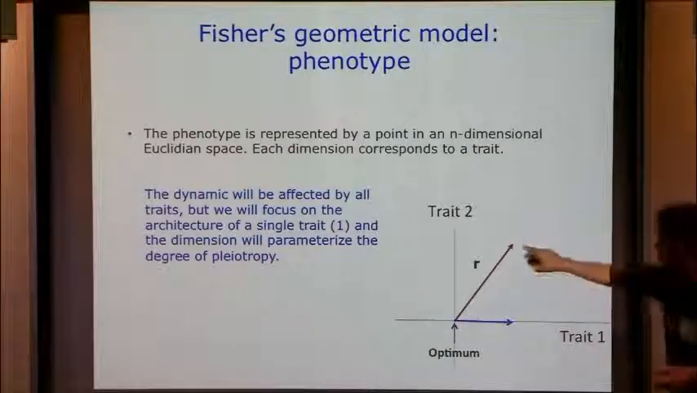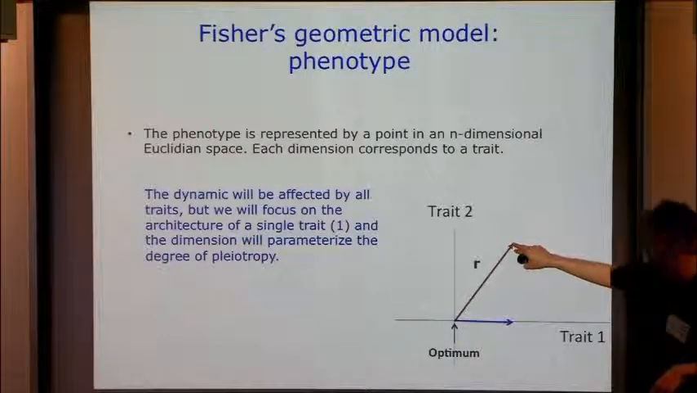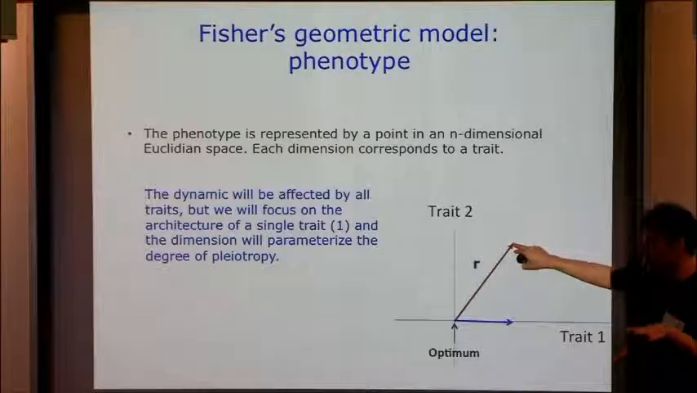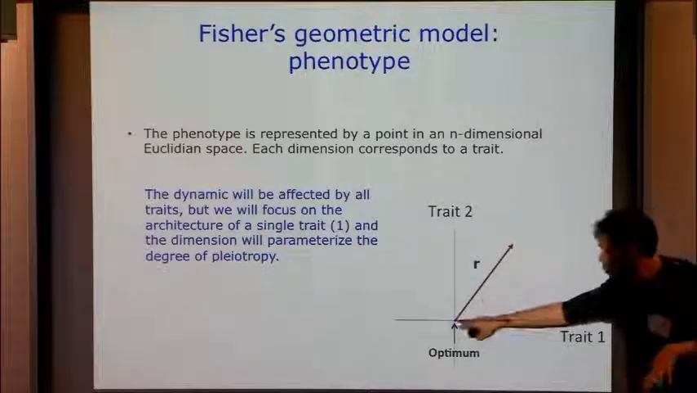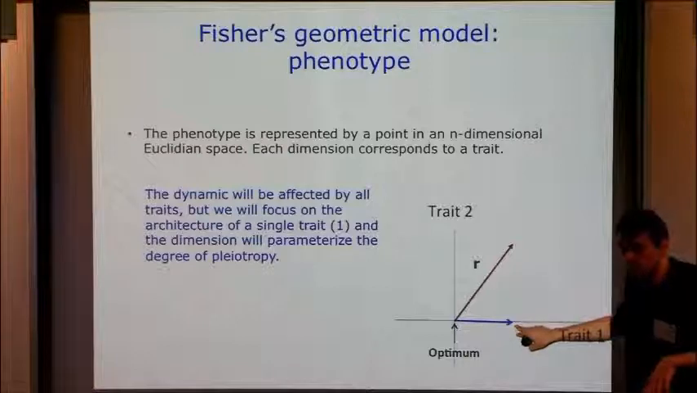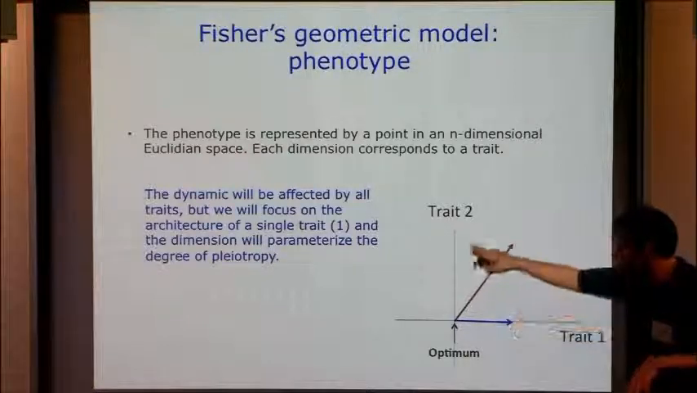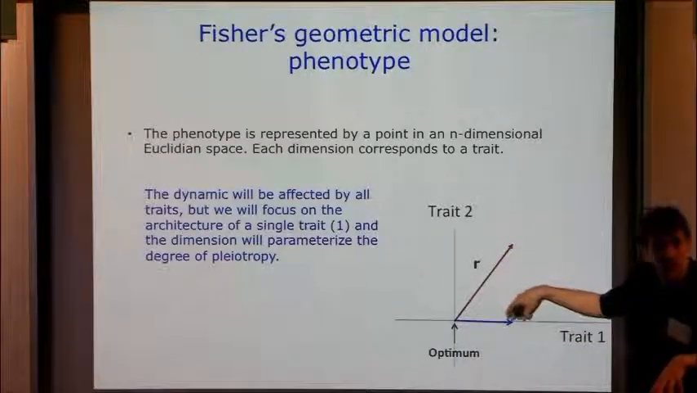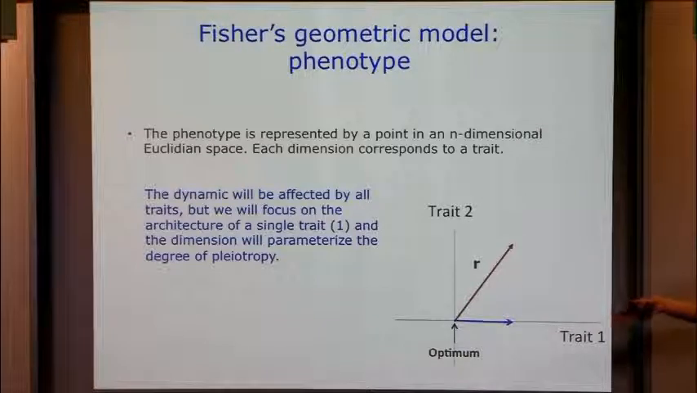So our individual is just a point or a vector in this n-dimensional space. When we look at this model, we're going to focus on one dimension, on the projection on one phenotype, but the dimension of this space will be a parameter for pleiotropy. Okay?